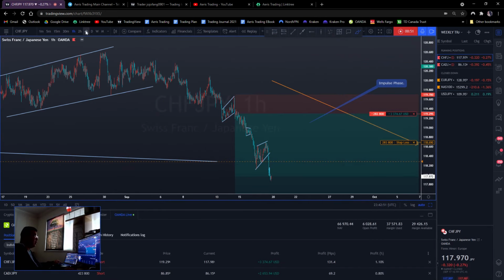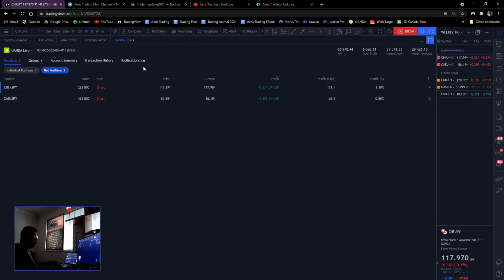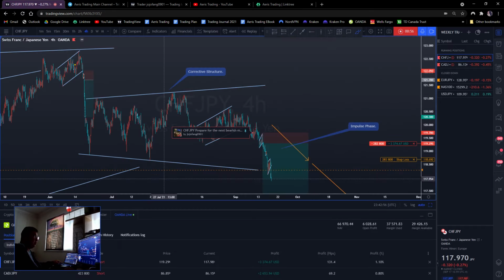So let's start with Swiss yen. As always, Swiss yen and CAD yen are the two live positions I have right now running. So let's take a look at Swiss yen first.